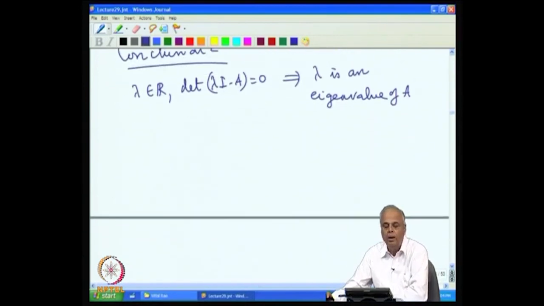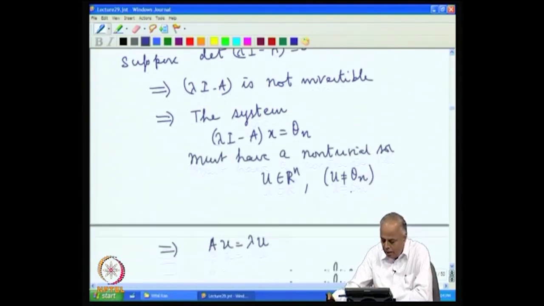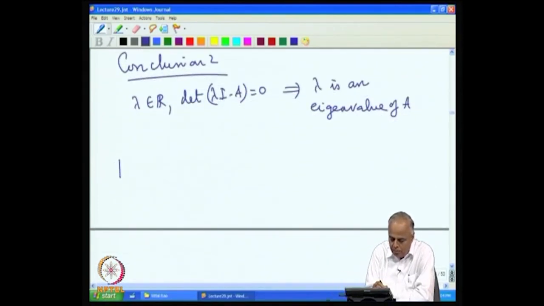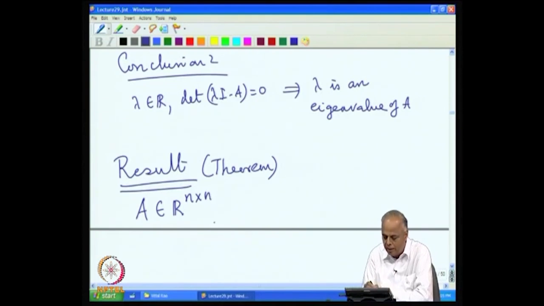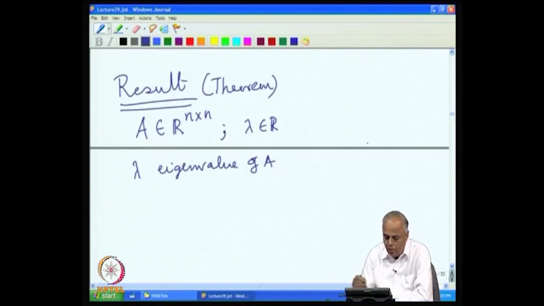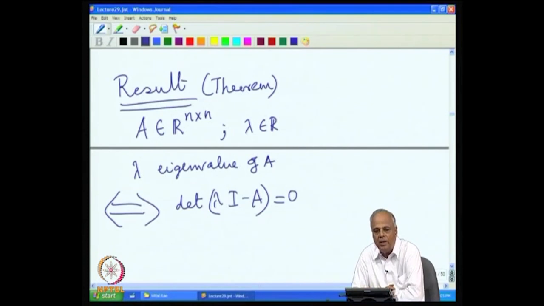Now, comparing conclusion 1 and conclusion 2, we see that each is the converse of the other, and therefore, combining these two, we get the important result or theorem, whatever we want to call it, namely that A belongs to R n cross n, A is a real n by n matrix, lambda belongs to R, then lambda is an eigenvalue of A if and only if, because we have seen both ways it is true, determinant of lambda I minus A equal to 0. So, now we have got a characterization of the eigenvalues of A. What is the characterization? It has to make the determinant of lambda I minus A equal to 0.